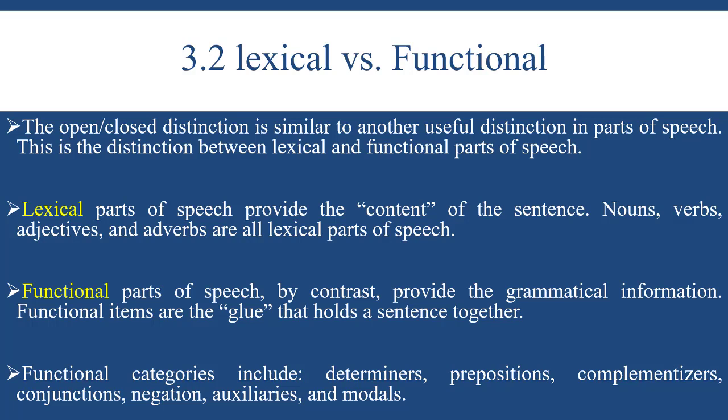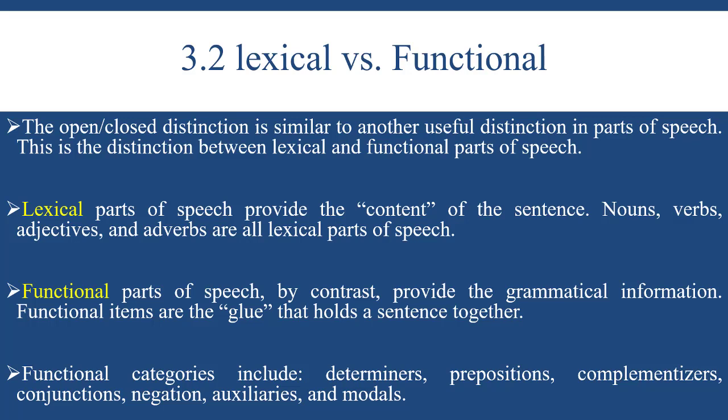As we said, in closed class we have prepositions and pronouns. These are grammatical functions, so they only provide grammatical information. Functional items are the glue that holds a sentence together, for linking sentences, for example. Functional categories include determiners. We cannot create more determiners. These are functional and closed class. Prepositions, complementizers, conjunctions, negation, auxiliaries, and modals.